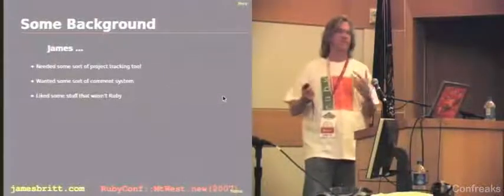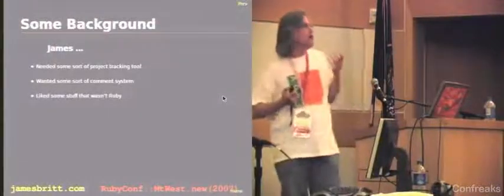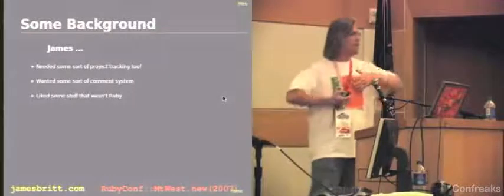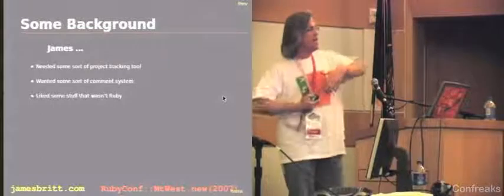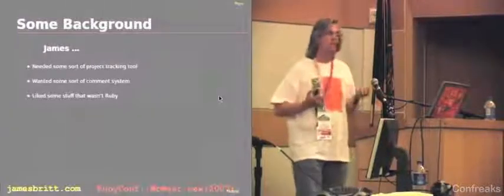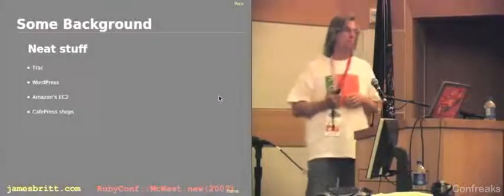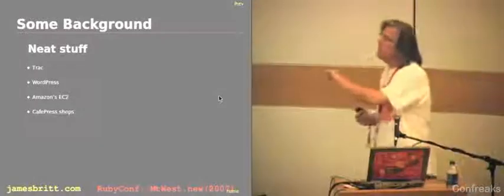So the story behind this is James needed some sort of project tracking tool. In another case, James wanted some kind of commenting system for a particular application, and in general, James liked a whole bunch of stuff that just wasn't written in Ruby. There's a lot of nice stuff that's out there.